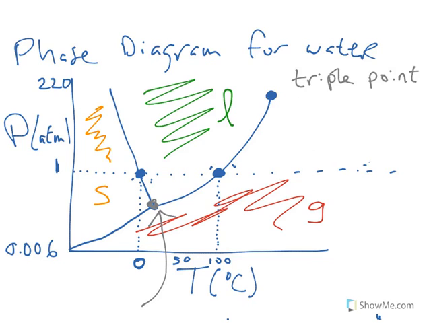And we have the critical point, right? That's where the curve ends between the gas and liquid phases. And then we have the normal melting point, right? The normal melting point is where you melt at 1 atmosphere. Over here we have the normal boiling point. That's where you vaporize at 1 atmosphere.